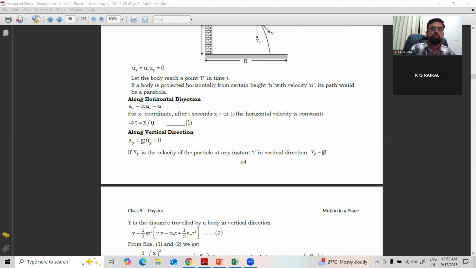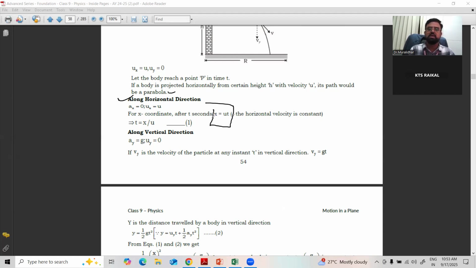So if the body is projected horizontally from a certain height with velocity u, its path would be a parabola. Along the horizontal direction, acceleration is 0, there is no acceleration. Ux is equal to u along the x-axis, because we throw with some velocity. For the x coordinate, after t seconds, x is equal to ut. That is, distance is equal to velocity into time.